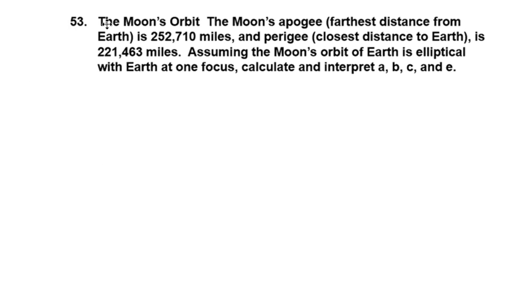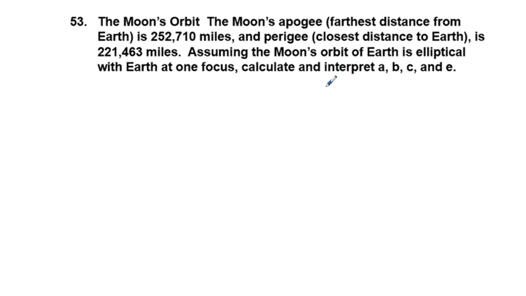In this one, 53, the moon's orbit. The moon's apogee, farthest distance from Earth, is 252,710 miles, and perigee, closest distance to Earth, is 221,463 miles. Assuming the moon's orbit of Earth is elliptical with Earth at one focus, calculate and interpret A, B, C, and E. Well, let's just go ahead and make a list of what A, B, C, and E are.